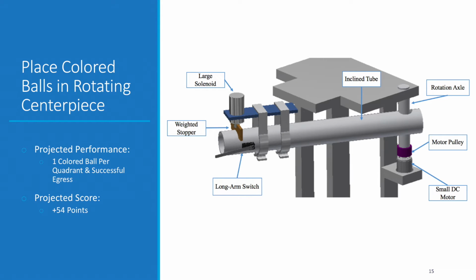To reach the rotating centerpiece, the R2-D2 has an inclined tube attached to a rotating axle which is rotated from the small DC motor and a second 3D printed motor pulley. A long arm switch and large solenoid were located on the end of the inclined tube to correlate colored ball placement with centerpiece rotation. The long arm switch was activated by making contact with the walls dividing the quadrants of the centerpiece. This triggered the large solenoid to activate for a tenth of a second, releasing a colored ball before the weighted stopper falls back into place from gravity.